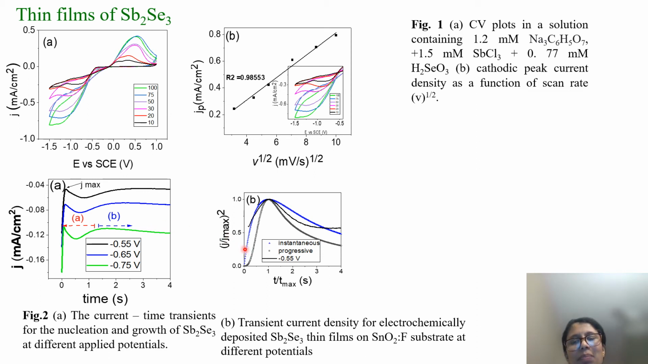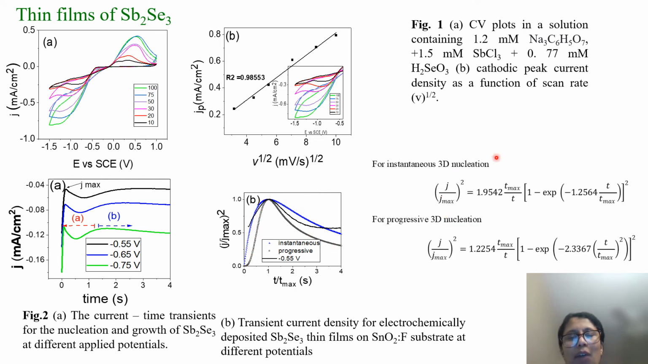The nucleation mechanism can be identified from this curve. The 3D instantaneous nucleation and the 3D progressive nucleation are given by these equations. And in our case, we can see that our process is closer to 3D instantaneous nucleation.